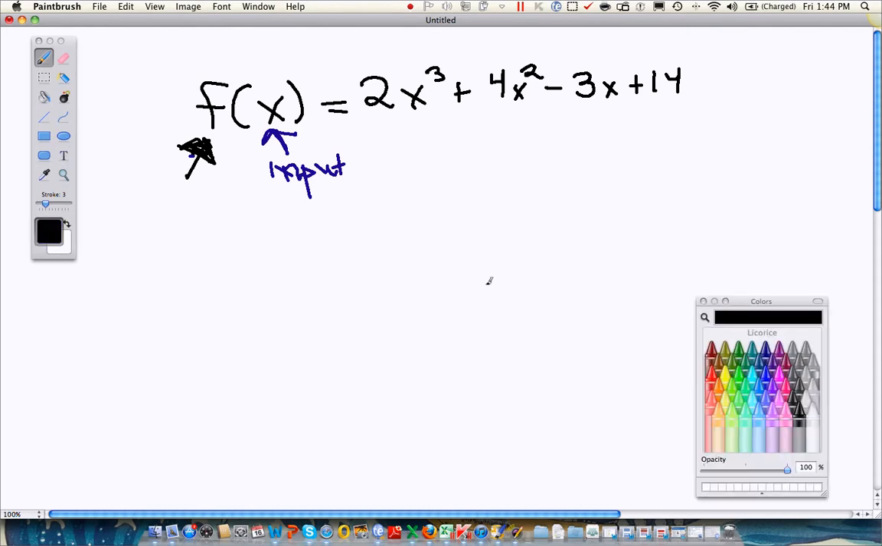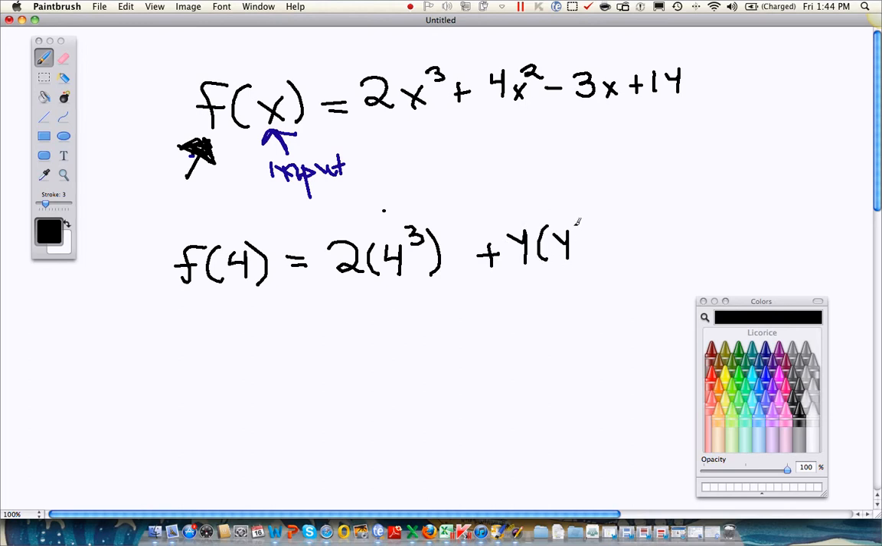It gives us the function name and the letter we're inputting, and it definitely does not always have to be x. Now what we're going to do is find f of 4. And what that means is we're going to input 4, so everywhere we see an x, I'm going to input a 4. So everywhere I see that x, I'm going to fill that 4 in. And now we'll do some evaluating. Now that didn't really look like a parenthesis, did it?